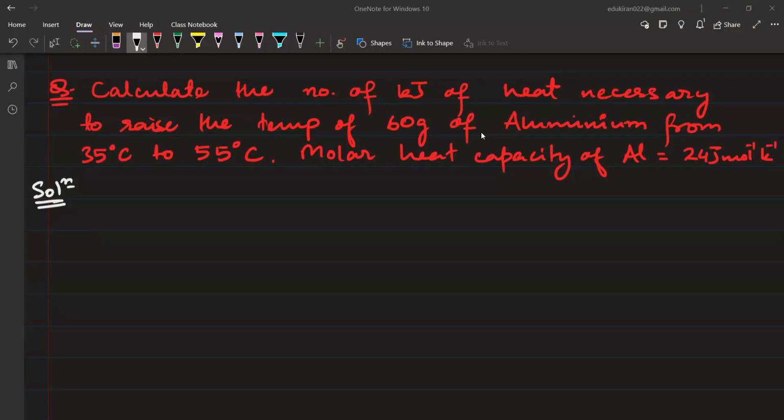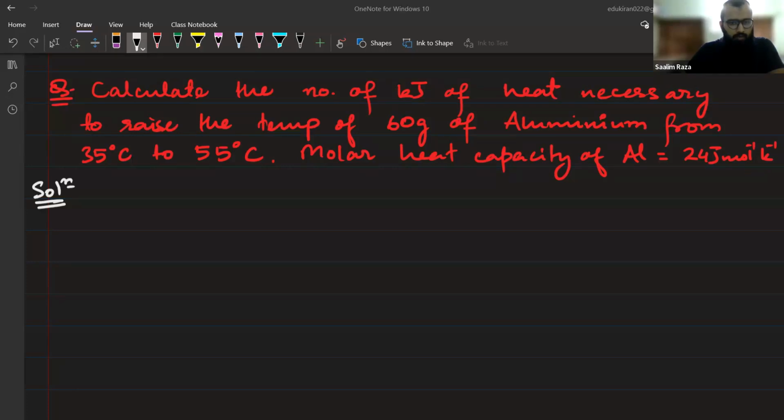Okay. See here. They are talking about the molar heat capacity of aluminium as 24 joules per mole per Kelvin. What does that mean? First of all, it means 24 joules of energy, or rather I should say heat. Don't write yet. Listen, it's important that you understand it. Not everything is there for writing. Try to understand first and then write.